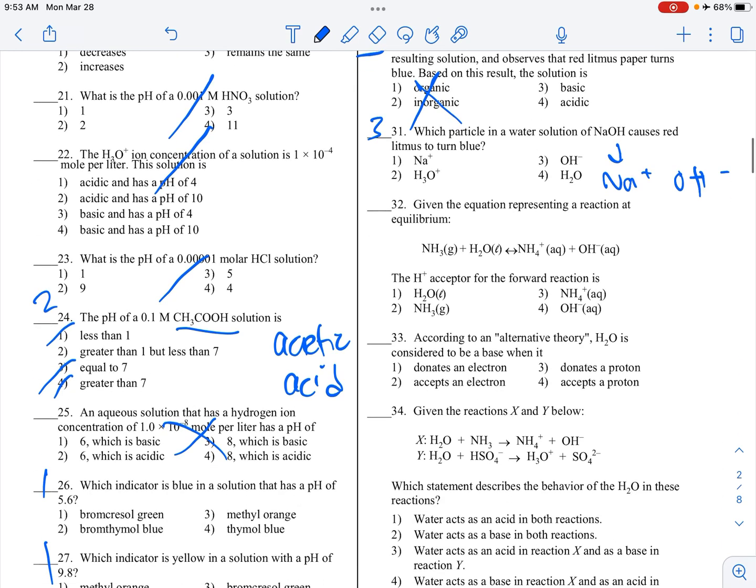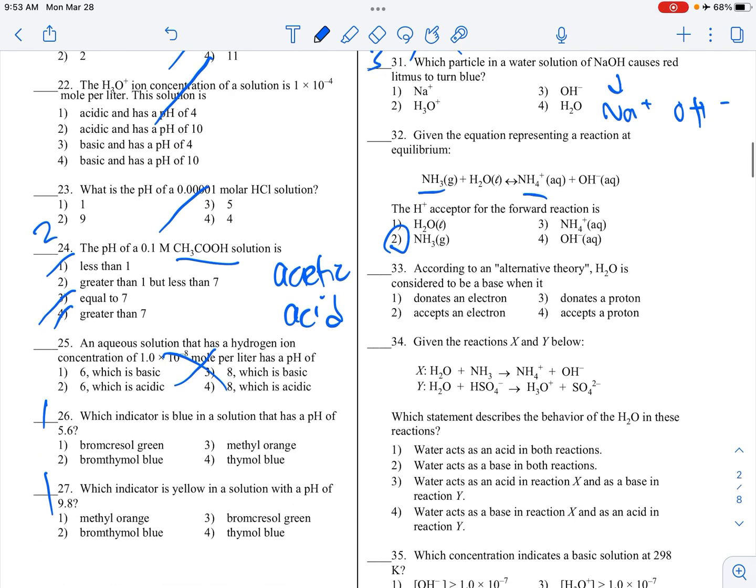Okay, we got Bronsted-Lowry acids and bases. So the H plus acceptor for the forward. So here's what I do. I say NH3 becomes NH4. What happened? It must have gained a proton. So there it is. It's NH3. The alternate theory is Bronsted-Lowry. H2O is a base when it... So Bronsted-Lowry acids accept and bases donate, and it will be protons. So that is what? Choice 4.